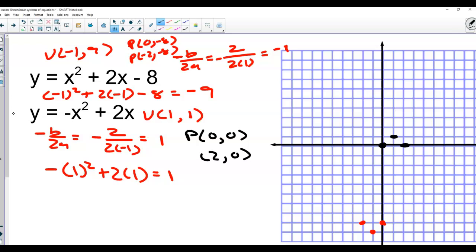1 and -2 is -1. -1 minus 8 is -9. So that's the vertex down this one. Now let's try the -1 in for the bottom one. -1 squared is +1, so now a negative gets applied, -1. 2 times -1 is -2. -1 and -2 is -3. So -1, -3 is my point.